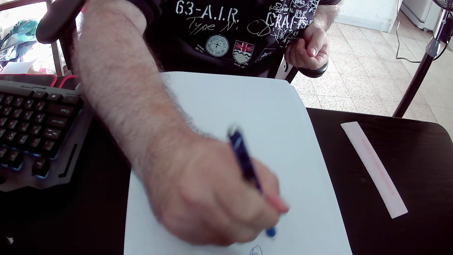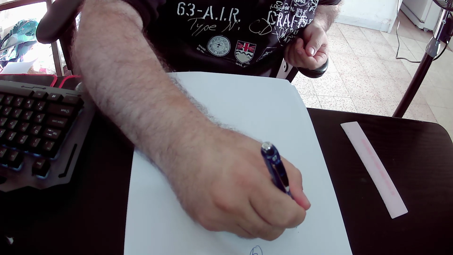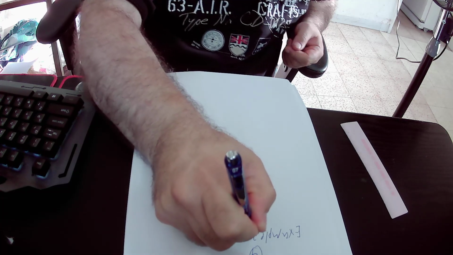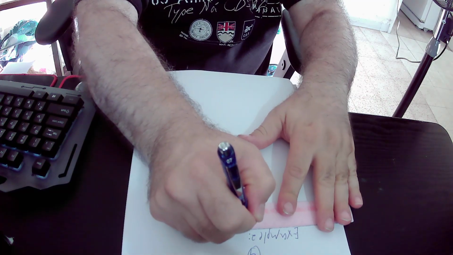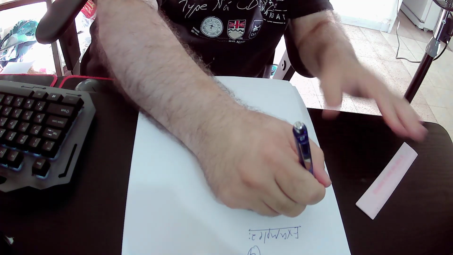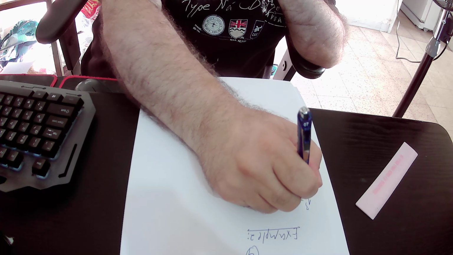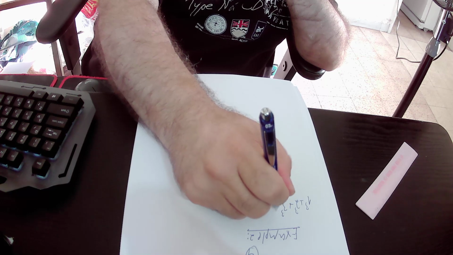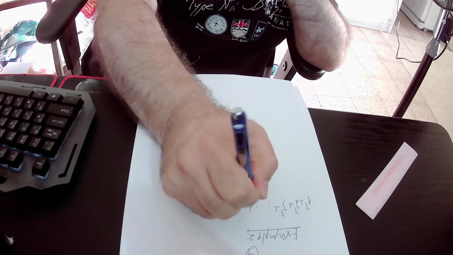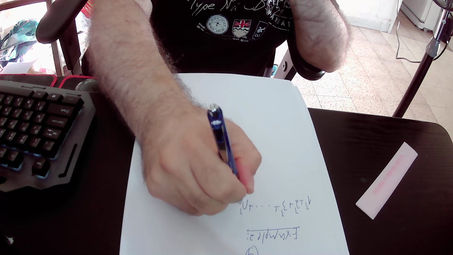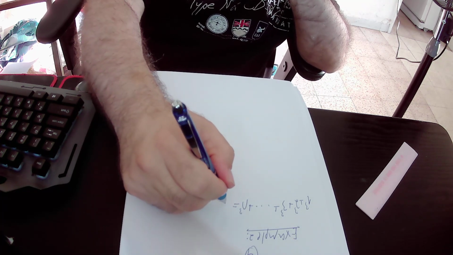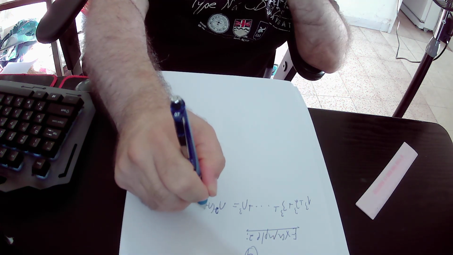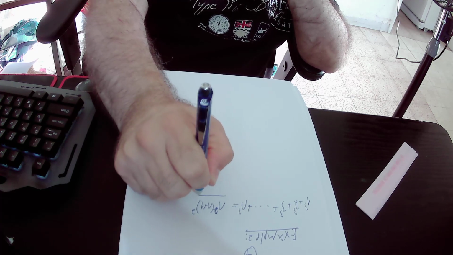The second example will be 1 to the power of 3 plus 2 to the power of 3 plus 3 to the power of 3 plus n to the power of 3 equals n squared times n plus 1 squared all divided by 4.